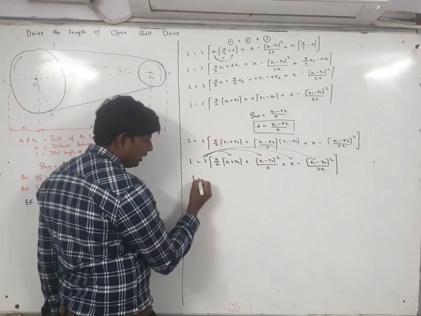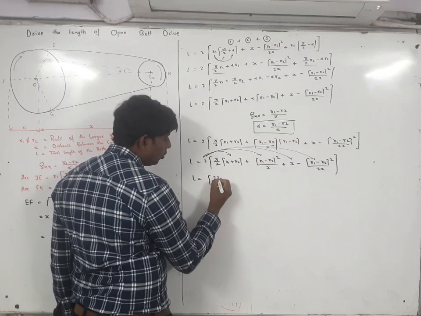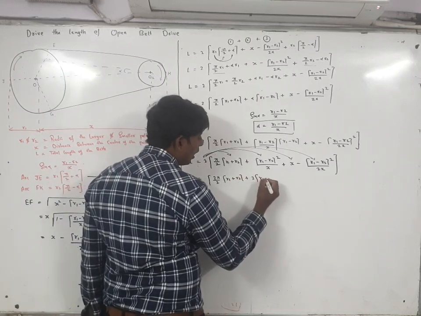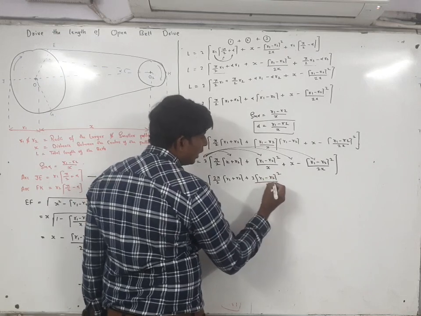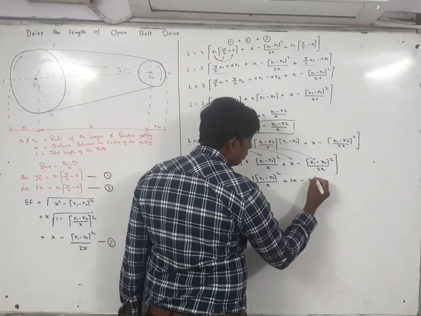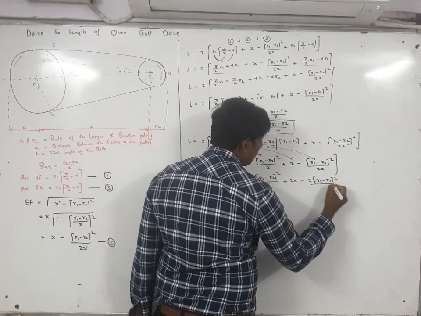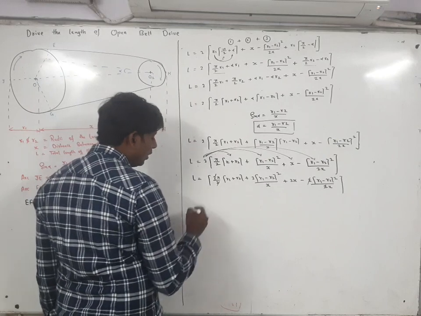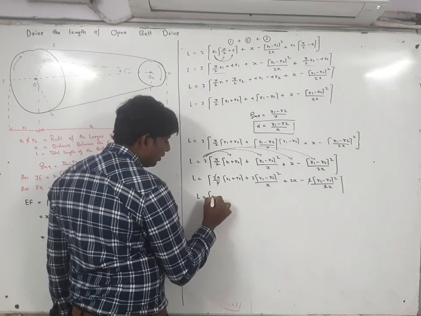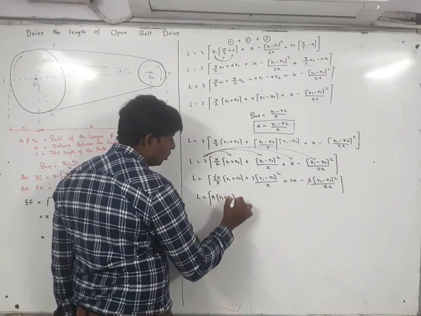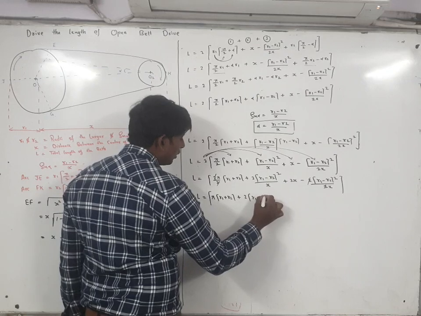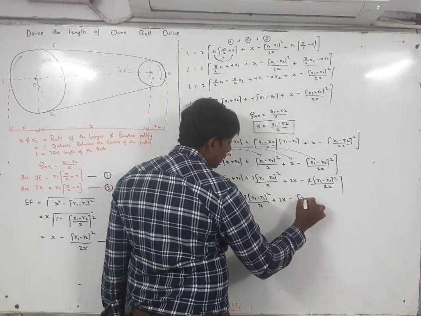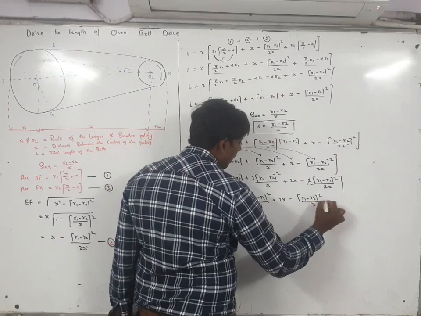Okay? Next, L is equal to, if you multiply 2 here, it will become 2 pi by 2. Here R1 plus R2, write as it is. Here 2 into R1 minus R2 whole square by x, plus 2 into R1 minus R2 whole square by 2 into x. This 2 will get cancelled. Then L is equal to, what is this? Pi times R1 plus R2, plus 2 into R1 minus R2 whole square by x. Write down here, plus 2x minus R1 minus R2 whole square by x, this one as it is.